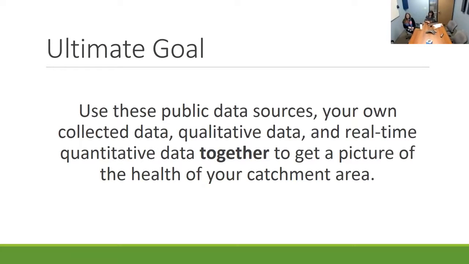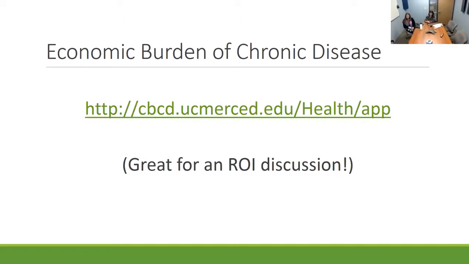The ultimate goal of all of these secondary data sources, though, is to use these public data sources, your own collected data for your programs, qualitative data that you are either officially or unofficially collecting anecdotally from your partners, from the community you're serving, and real-time quantitative data together to get a picture of the health of your catchment area. So basically, this is just one of many tools that you can use to help make informed decisions and track outcomes for your sites.